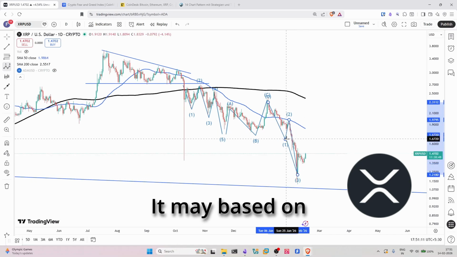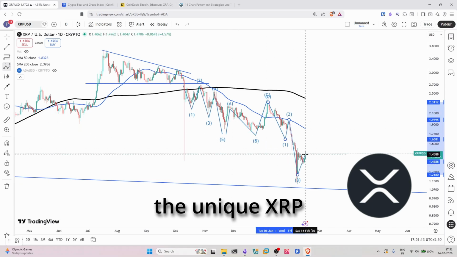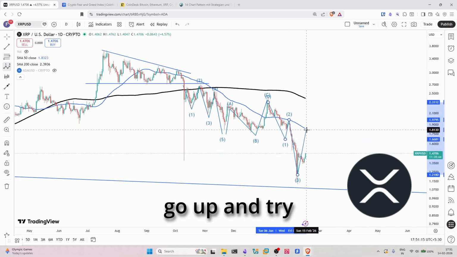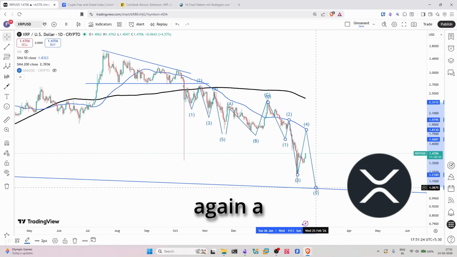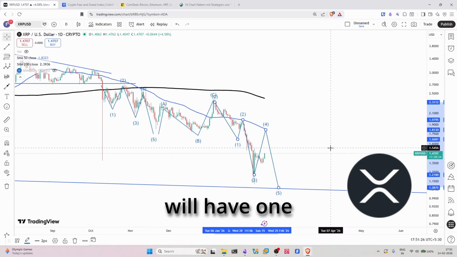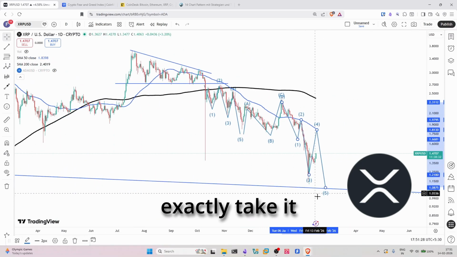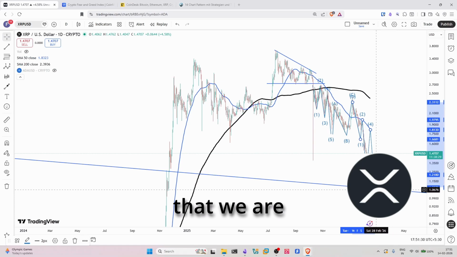Based on the unique XRP patterns, it may go up and try to reclaim this level, but due to the 50 days SMA, it will slam back, and there will be again a short sell that will happen, which will exactly take it to the line that we are supposed to take support on.